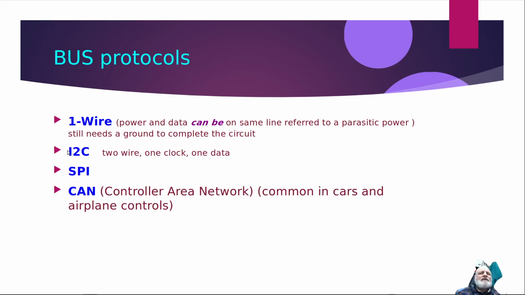Okay, we also have the other one, which is I2C, which is integrated circuit to integrated circuit communications. This here just uses two wires. Okay, you have one wire as a clock signal, and then the other one is a data signal, and then again there is a ground wire you need for that. And then there's SPI, which is a 4-wire setup, and then the CAN, the controller area network.